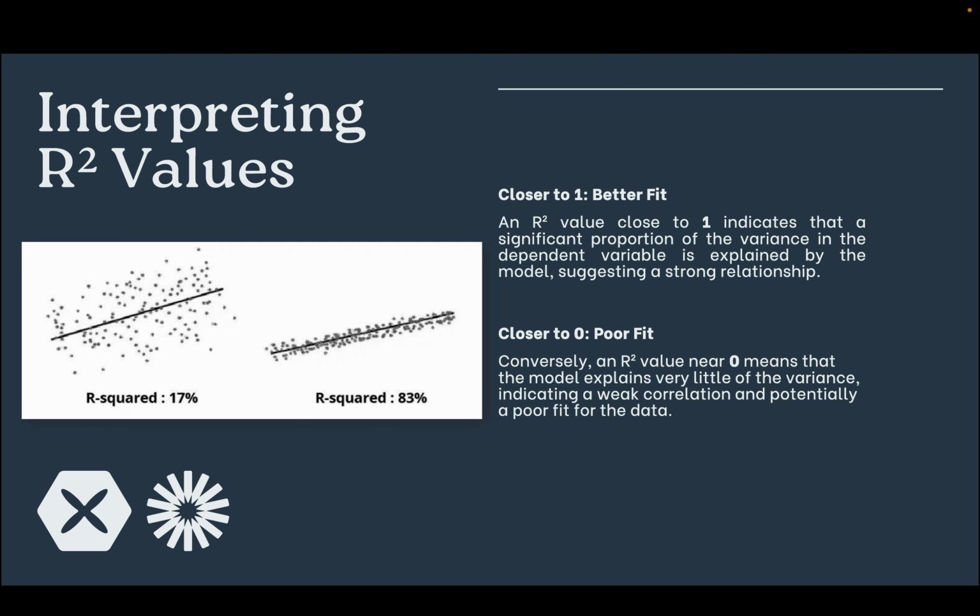So higher the values of R squared indicates better fit, which indicates that a significant proportion of the variance in the response variable is captured by the model, which in turn indicates a stronger relationship. On the other hand, values closer to 0 indicate poor fit, indicating that the model is able to capture only very little of the variance, indicating weak correlation.